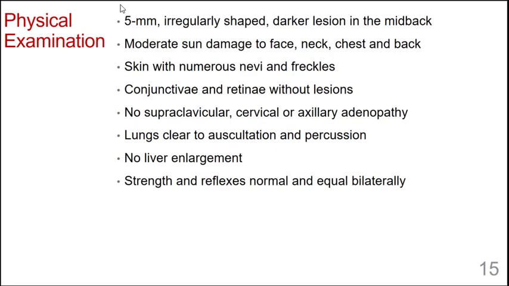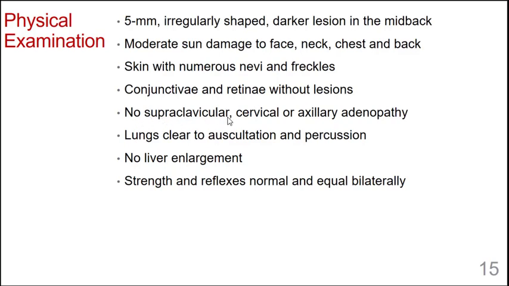Upon physical examination, a 5 millimeter irregularly shaped darker lesion was found in the mid-back. He has obvious moderate sun damage to UV exposed regions such as the face, neck, chest, and back. His skin has numerous moles and freckles. The conjunctiva and retina of the eye do not have any obvious lesions. The eye actually has melanin-producing cells within it as well, so you can get melanoma of the eye.